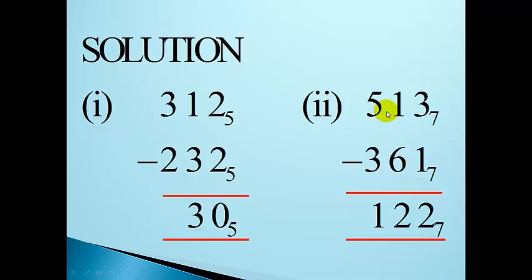Now, II. 513 base 7 minus 361 base 7. Now, when we subtract 1 from 3, the answer is 2. Subtracting 6 from 1, because 6 is greater than 1, we need to borrow. And because we are working in base 7, the 1 we are borrowing is equivalent to 7. So when we add 7 to 1, we have 8. Now, when we take 6 from 8, the answer is 2. Now take note that we've already taken 1 from the 5, so we are left with 4. When we take 3 from 4, the answer is 1. So we have 122 base 7.